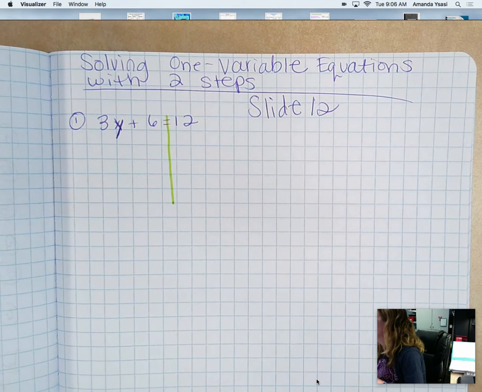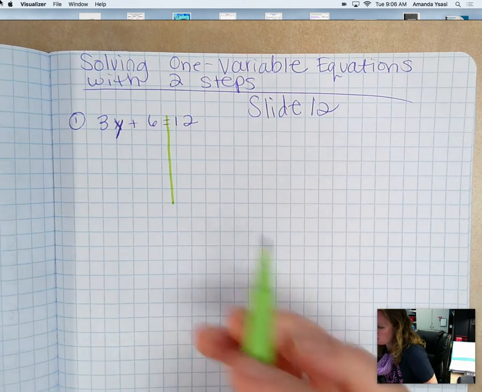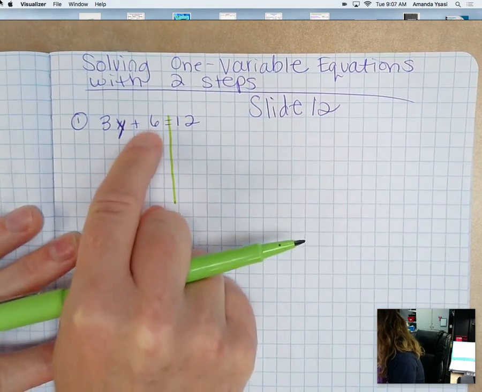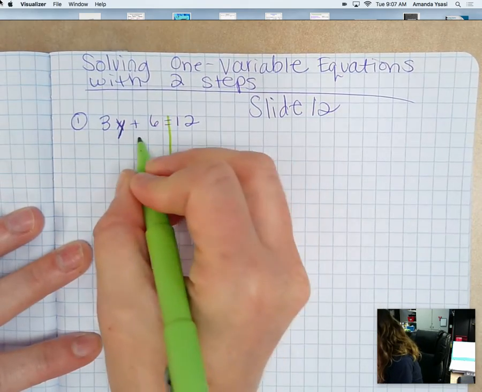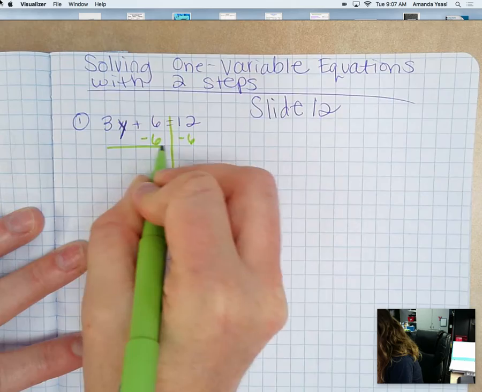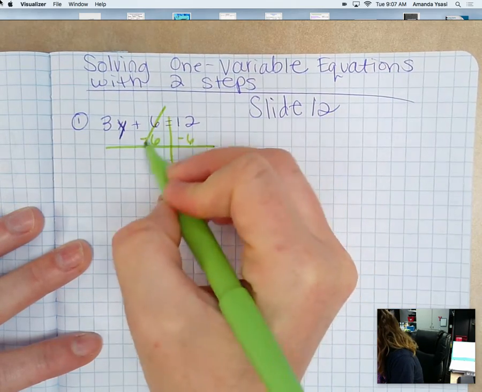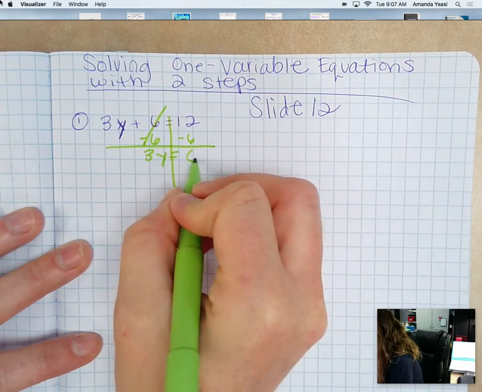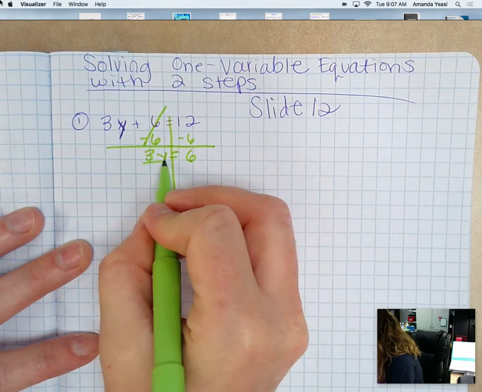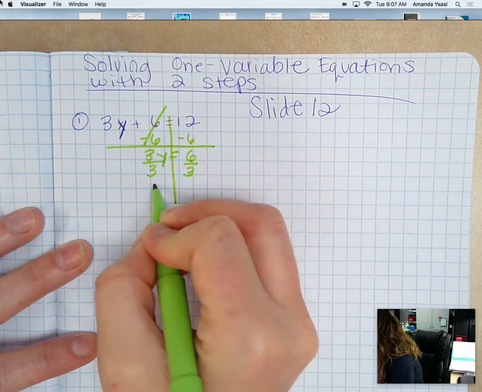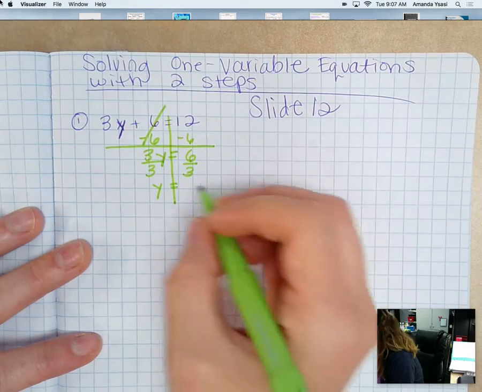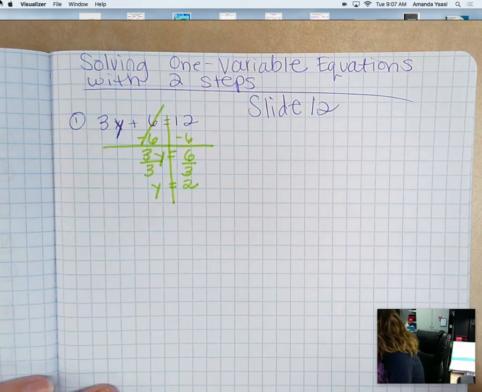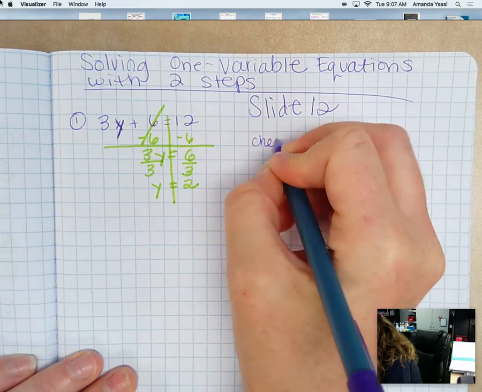Step 2 would be to do inverse operations. So I need to get 3y by itself. What's keeping 3y from being by itself? 6. So how do I get the 6 to the other side? Yep, subtract from both sides. And I get 3y equals 12 minus 6, which is 6. And then divide by 3. So y equals 6 divided by 3, which is 2. Good. I'm glad it seems easy.